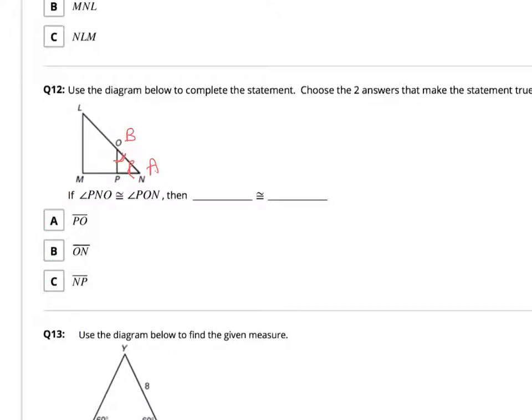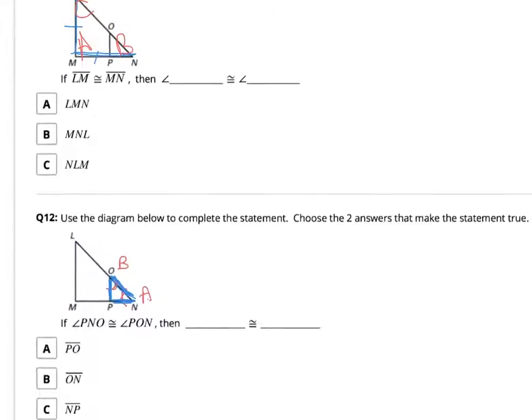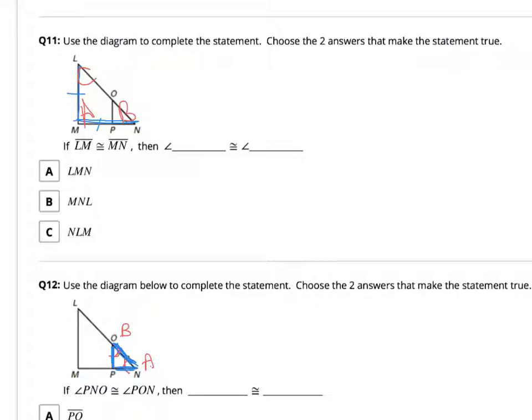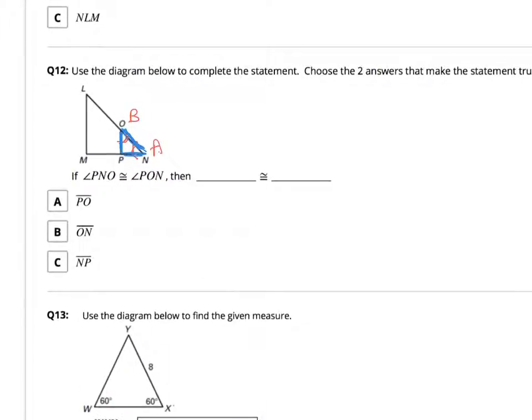I'm going to label those in blue. So PO is just this little guy right here. Is it ON? Remember, you've got to pick 2 of them that are going to be equal to each other. Or is it NP? So out of this little triangle, which 2 are congruent? Now, if you use what you learned in the last one of which 2 segments were congruent, it was LM and MN, that might be of help for you down here. But you've got to pick 2 to fill in the blank.